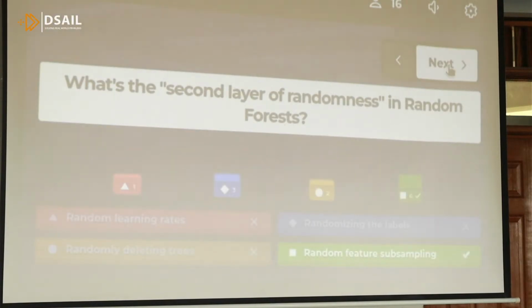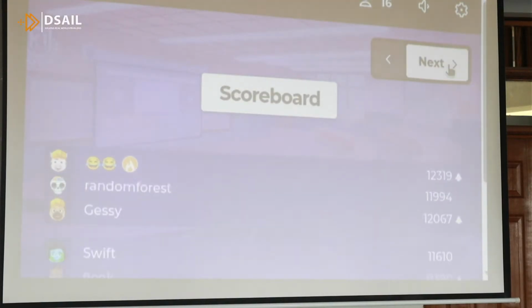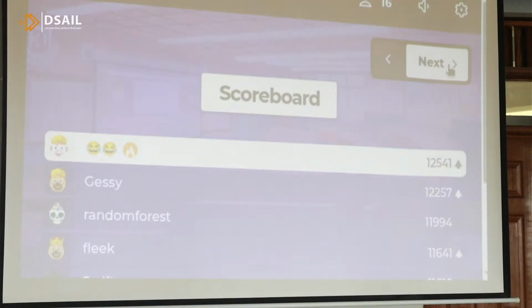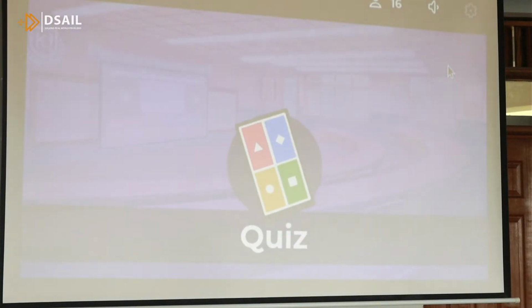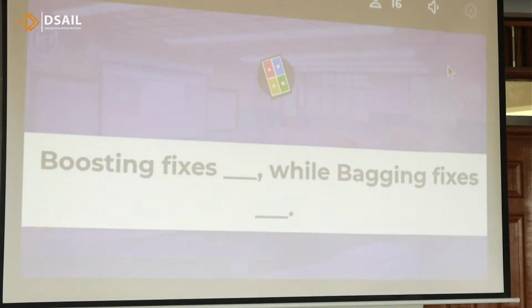Yeah, it's random feature subsampling. Square root of p features. So it does not randomize the labels, does not randomly delete trees. You have p features, it will choose square root of p, it will subsample that. You can do that very effectively in parallel. Oh, tables are changing drastically.